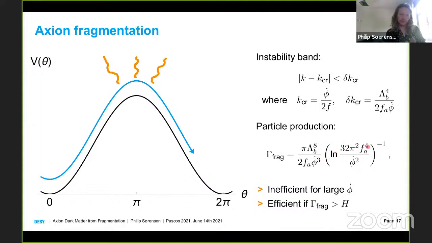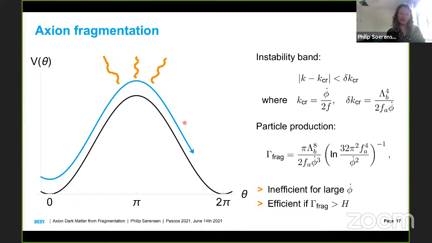And although this is a friction, it's important to note that because the width of this frequency band is inverse to phi dot, this really is inefficient for large phi dot, and it really becomes efficient as the field is slowed by Hubble. And if the particle production becomes more efficient in Hubble, it becomes rapid, and it can really efficiently stop the field.